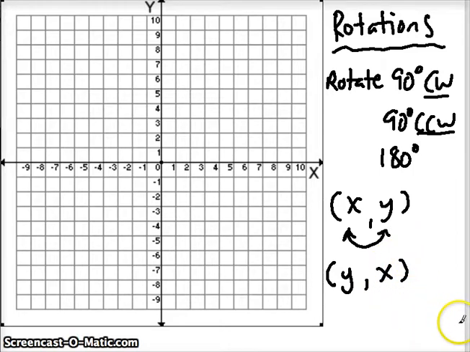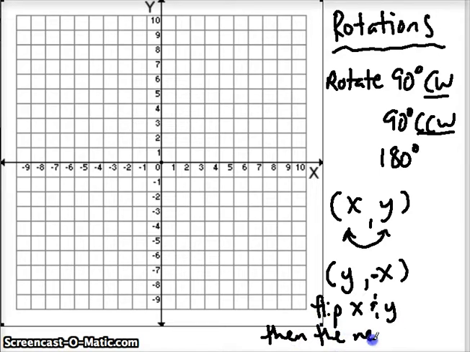And then what we do is we make the new y, so the x value, the opposite. So what we do is we flip x and y, and then the new y is the opposite.